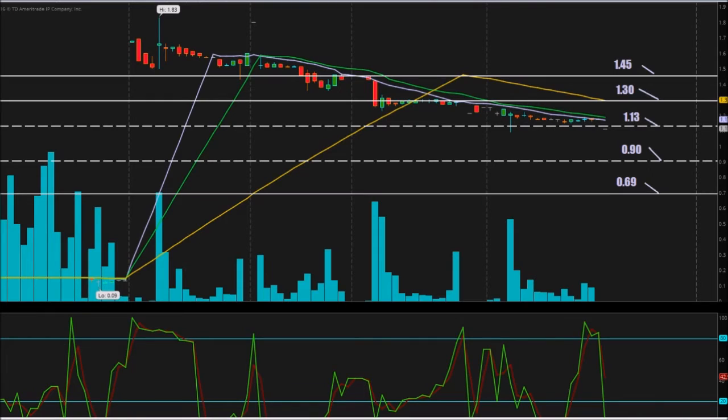This time we're taking a look at ticker symbol XGTI. The chart we're looking at today is going to be a 30-minute chart, each candlestick representing 30 minutes of trading. We go back to right around the start of this reverse split.